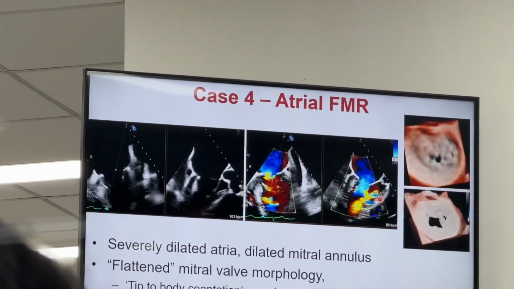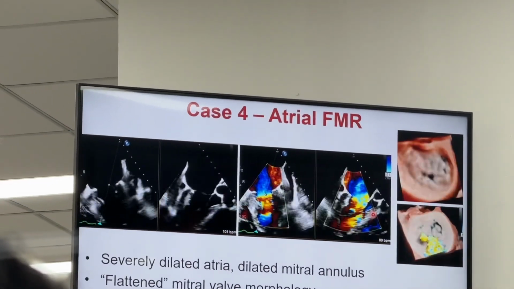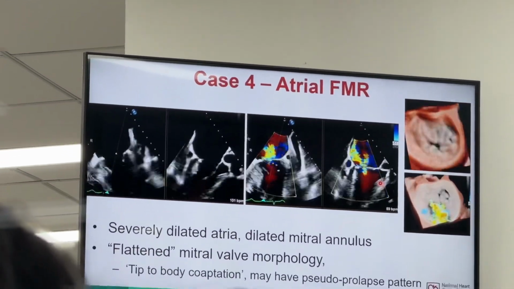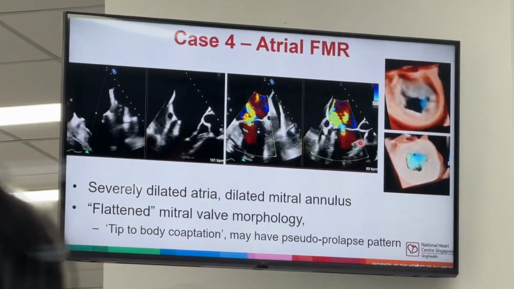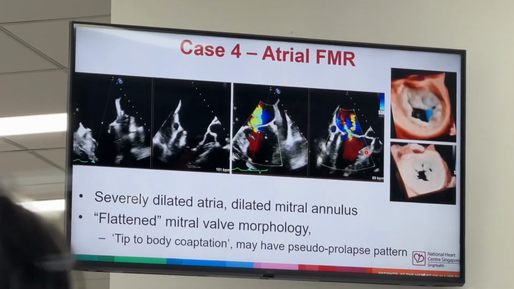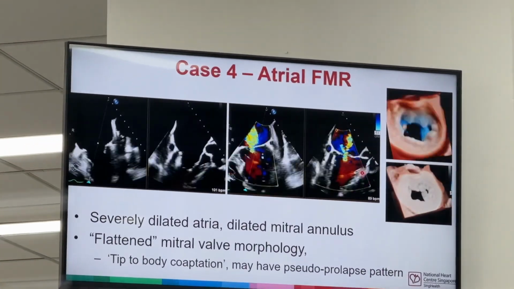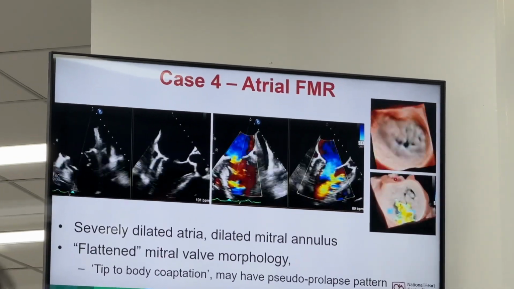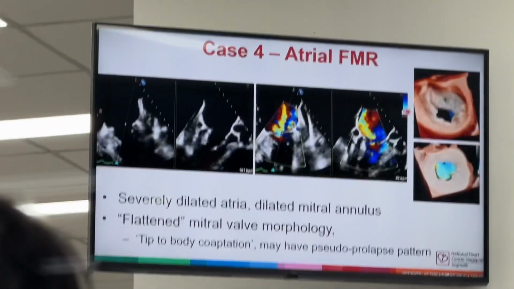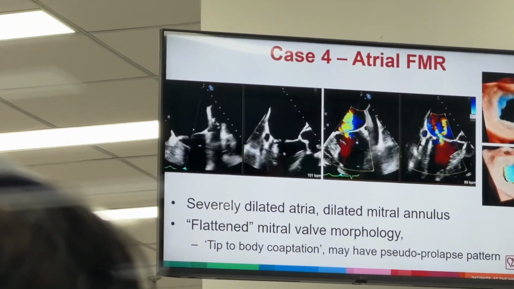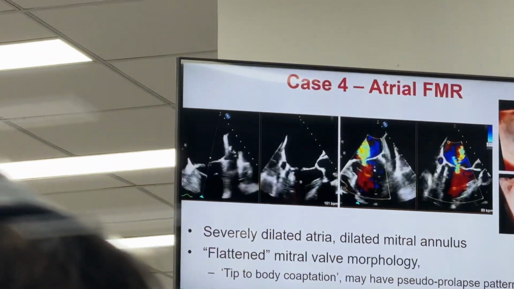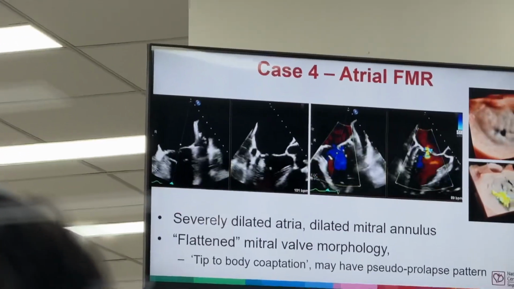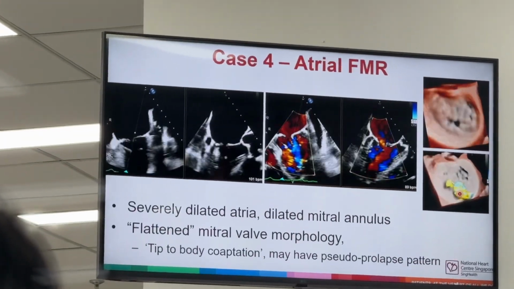And definitely, if we compare it to the earlier example of the ventricular functional patient, there's a lot of tenting. This one is actually really flat coaptation, very dilated annulus, resulting in a coaptation gap. In the 3D image, very clear, a very flattened coaptation gap, resulting in mitral regurgitation. There is actually a long coaptation line.